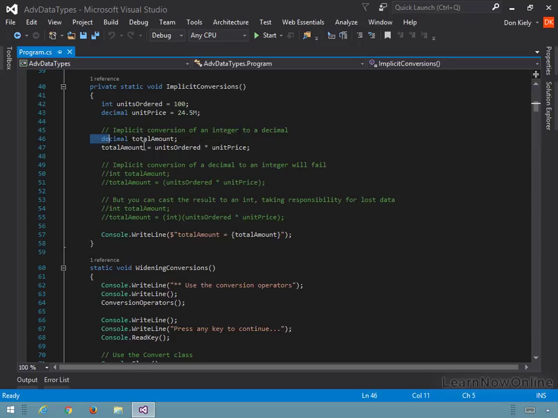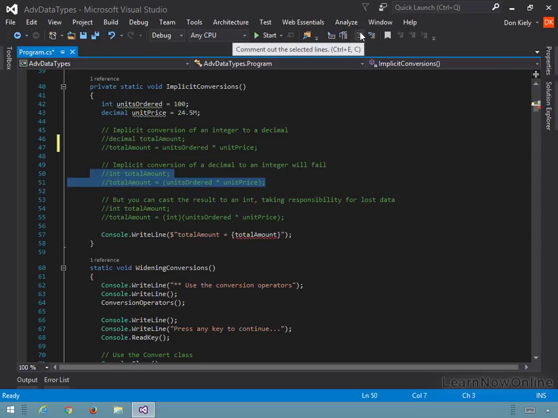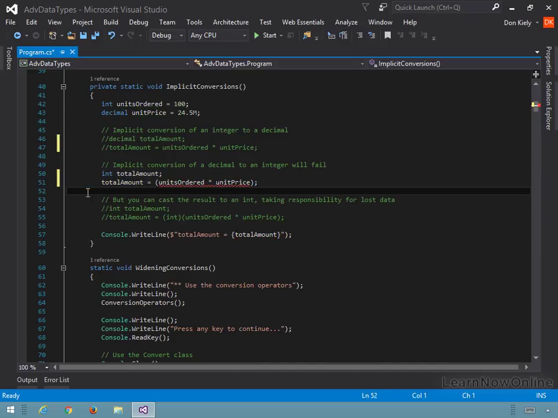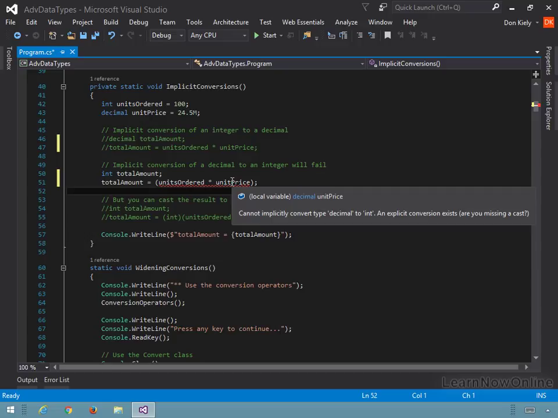Okay, so let's comment out this code and instead write the code this way. So now what I'm doing is I'm defining total amount as an integer. And as you can see, I have a problem because I have a red squiggly, and if I hover the mouse cursor over it, it says cannot implicitly convert type decimal to int. An explicit conversion exists. Are you missing a cast? And so it's kind of hinting at what the solution is.